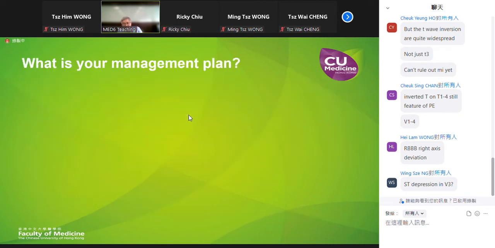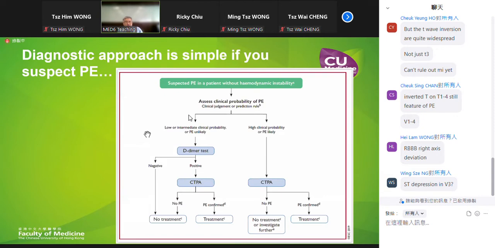So I won't go into too much detail today. It's more about our approach, but I'll just let you know that the approach to PE can be quite simple if you think about it. You think whether it's high or low probability. If you think it's high probability, then you could go to CT angiogram. But be mindful, if the patient is quite severe and in shock, you actually do not need a CTPA to diagnose PE. If the patient has very high suspicion, you've got all your ECG findings, and the patient is in shock, you do not need a CT angiogram.